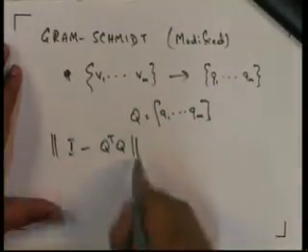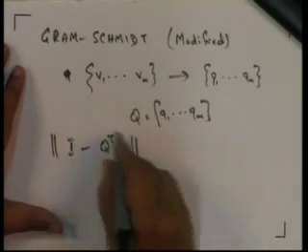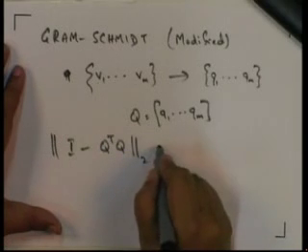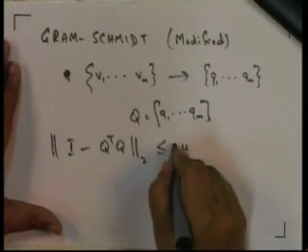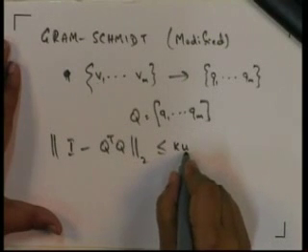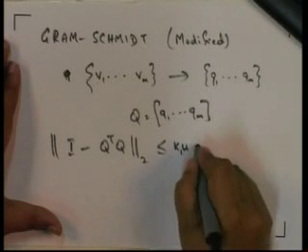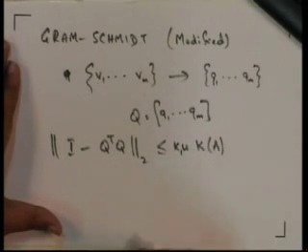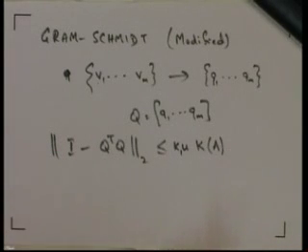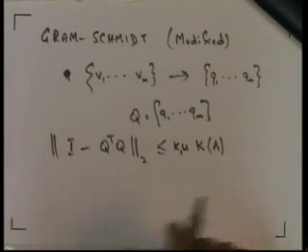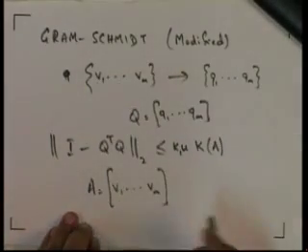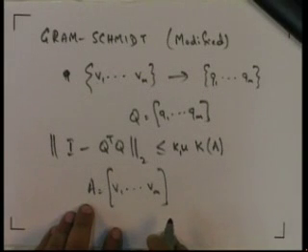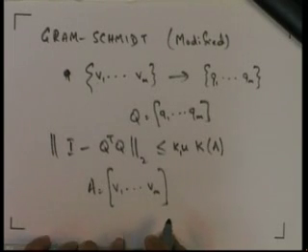So, for modified Gram-Schmidt, if you try to find out how close this is, it turns out that the 2 norm of identity minus Q transpose Q can be shown to be less than some modest multiple of the unit round off times the condition number of A. And what is this A? A is really V1 up to Vm, the original set of vectors. We have just defined what we mean by the condition number of A. Is it fine?